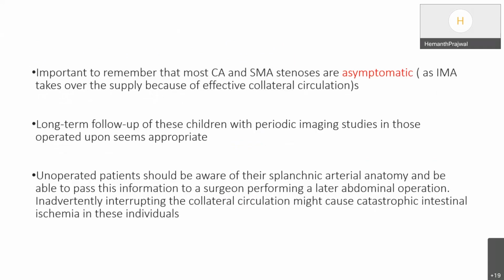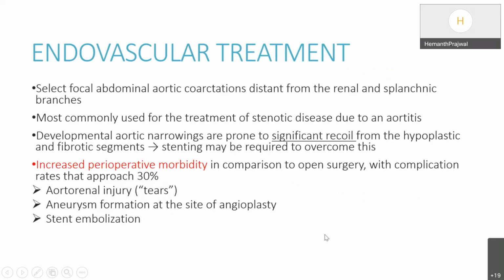It is important to remember that the celiac artery and SMA stenosis are asymptomatic as the IMA takes over the effective collateral circulation. The long-term follow-up of these children with periodic imaging study in those operated upon seems appropriate. Unoperated patients should be made aware of the anatomy of the splanchnic arteries and be able to pass on this information to a future physician performing a later abdominal operation, because inadvertently interrupting this collateral circulation arising from the IMA might cause catastrophic intestinal ischemia in these individuals.